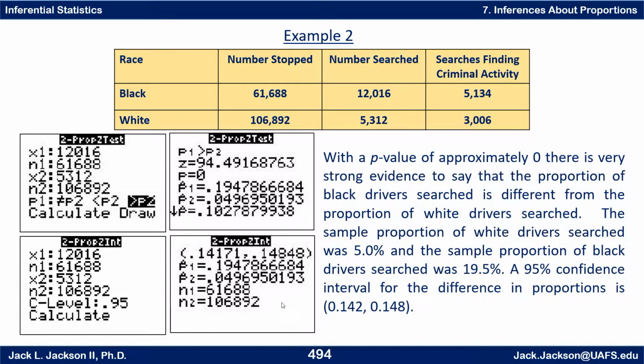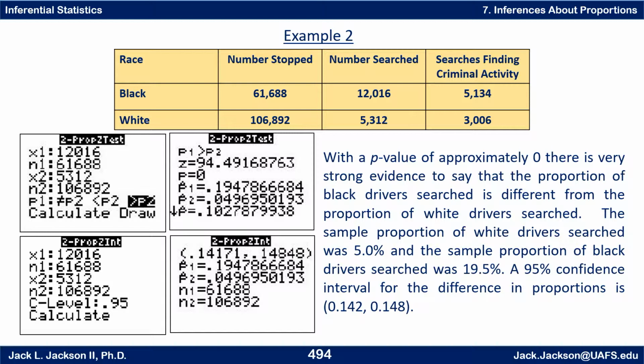So the interval of the difference in proportions, we're 95% sure that blacks were pulled over somewhere between 14.1% and 14.8%, 14.9%, somewhere in there. So we're very sure that the blacks were pulled over more often, and we have an estimate of how much more often.